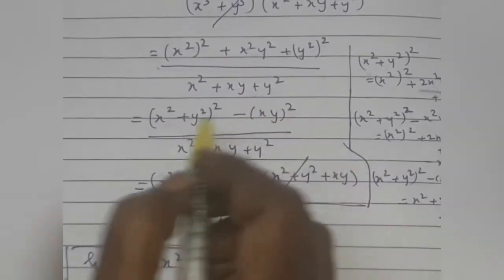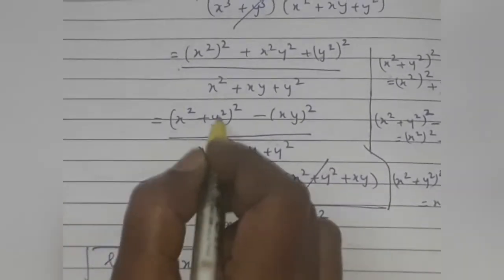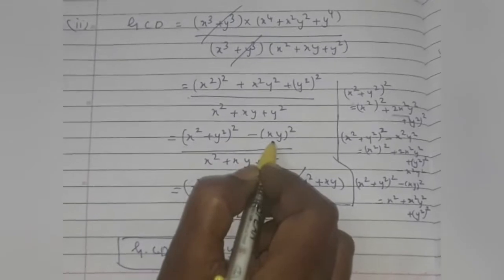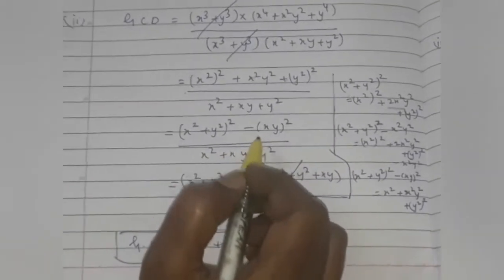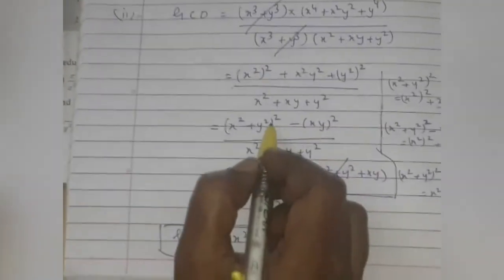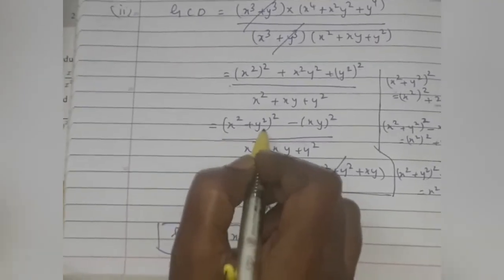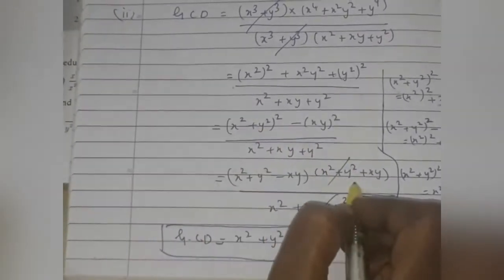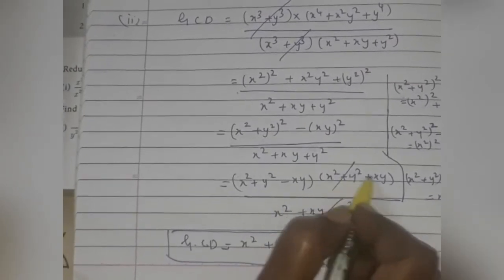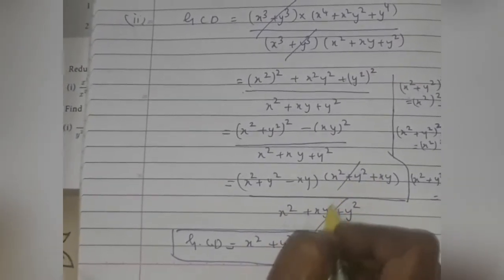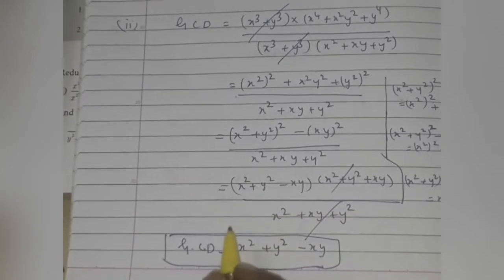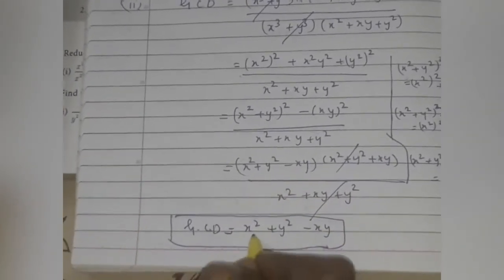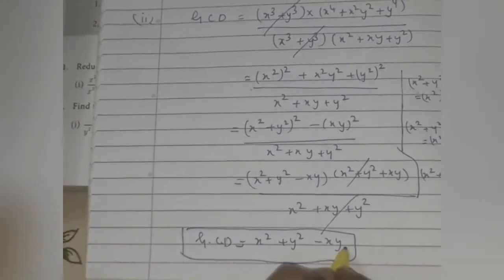So again, what it resembles is a square minus b square. A square minus b square is always a plus b into a minus b. So this can be written as x square plus y square plus xy into x square plus y square minus xy. So x square plus y square plus xy can be cancelled, and what is remaining? x square plus y square minus xy. So GCD is x square plus y square minus xy, okay.